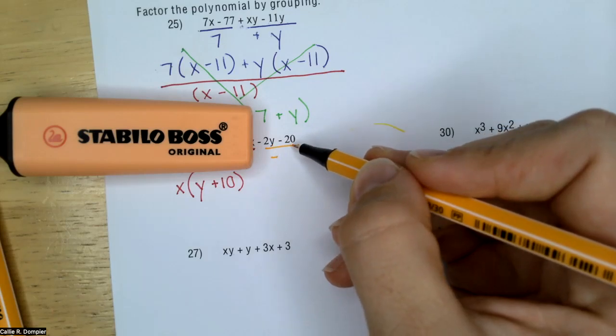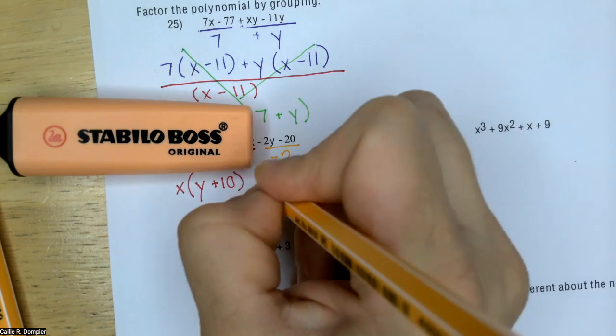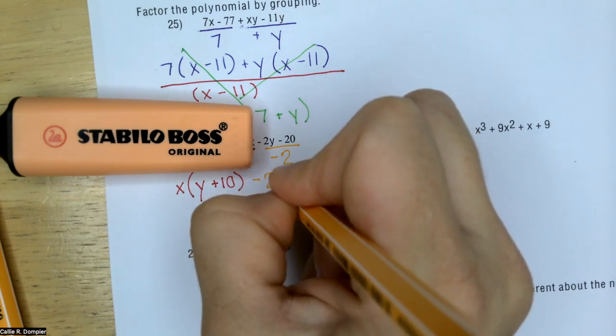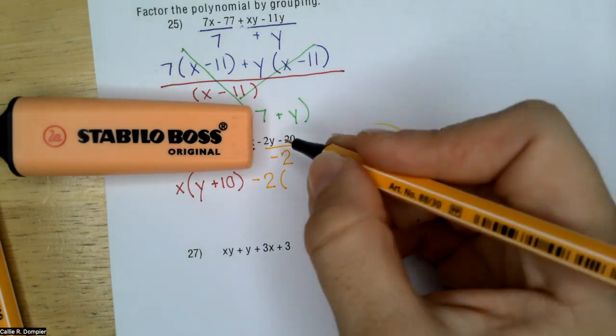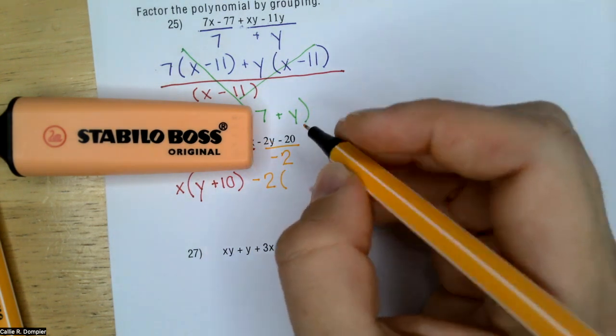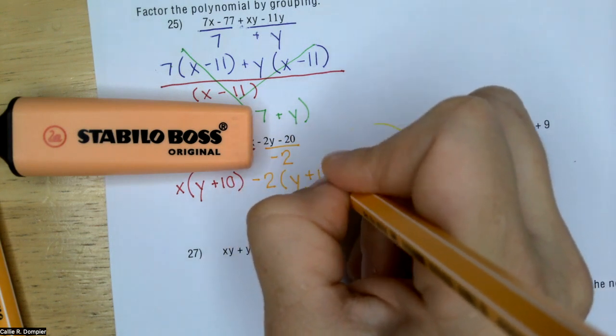Negative 2y minus 20, we can divide those both by a negative 2. My greatest common factor is negative 2. I'm going to factor it out of negative 2y minus 20. Negative 2y divided by negative 2 is a positive y. Negative 20 divided by negative 2 is a positive 10.